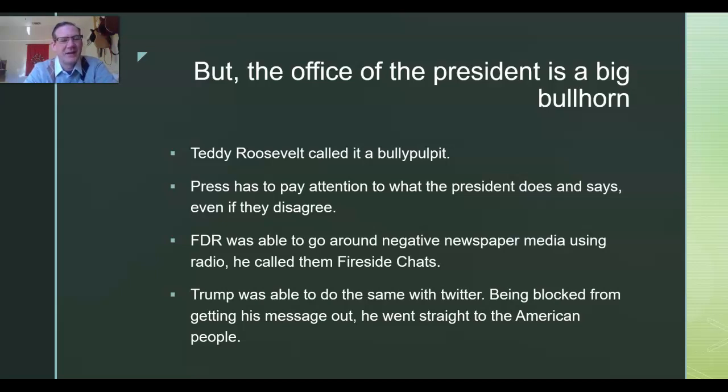And so, there you go. In a similar way, Trump was able to do that with his use of Twitter, right? Traditional media is giving him negative coverage. Even Fox News is kind of spinning maybe his stuff a little bit, and he's being blocked from getting his message out. Trump was able to go straight to the American people. So, Trump's use of Twitter here finds an interesting historical analog with Franklin Delano Roosevelt.